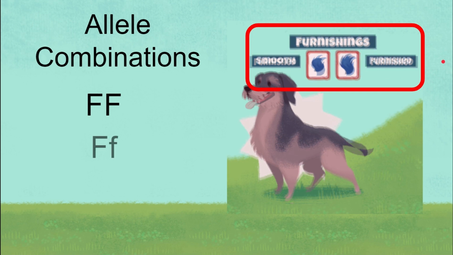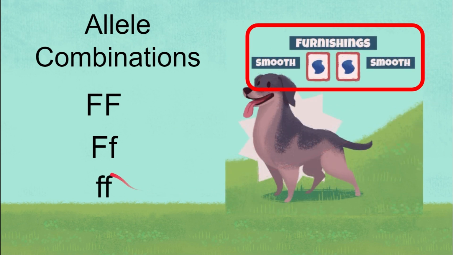A dog can have 1 furnished allele and 1 smooth allele, represented with a capital F and a lowercase f. The capital F still represents the furnished allele, and the lowercase f represents the smooth allele. Lastly, a dog can have 2 smooth alleles, represented by 2 lowercase f's.